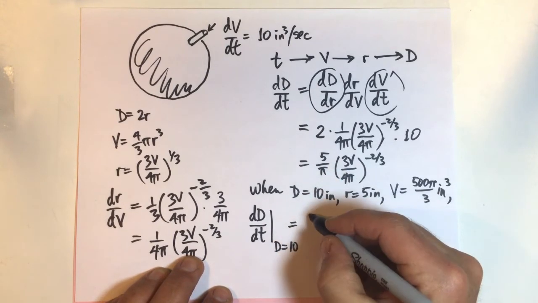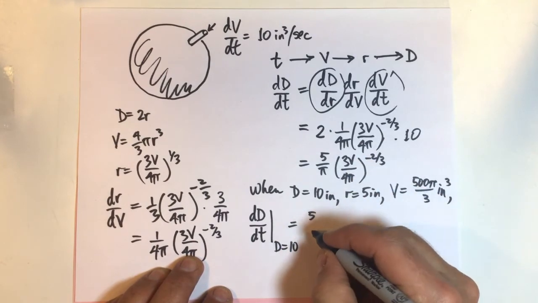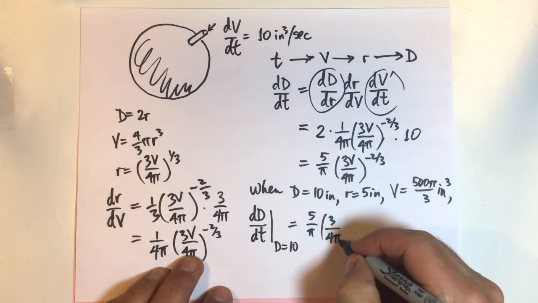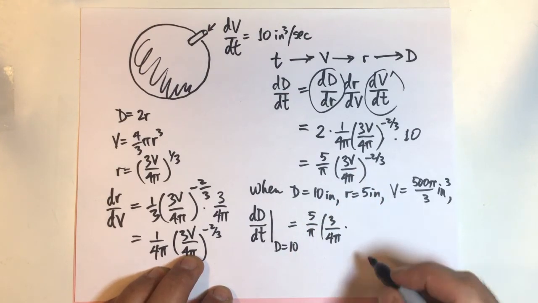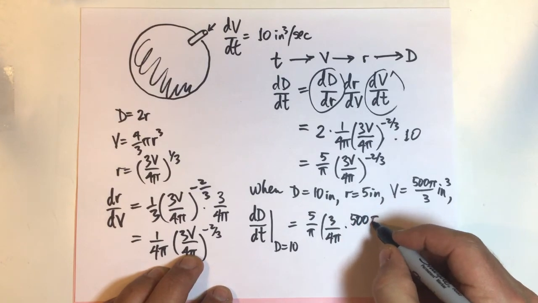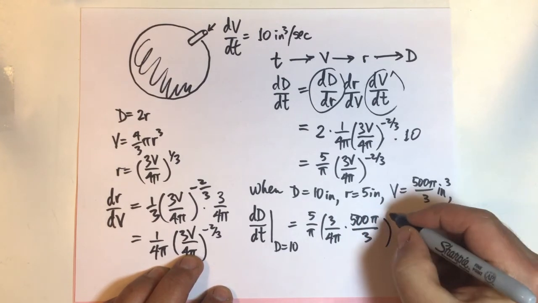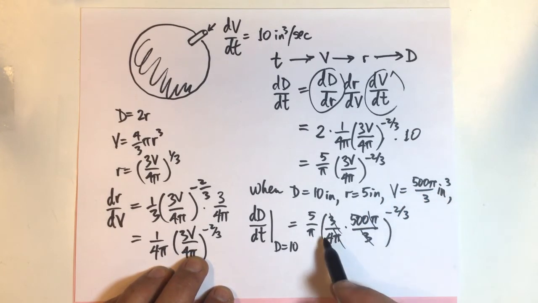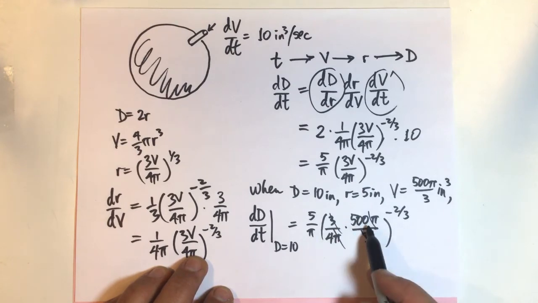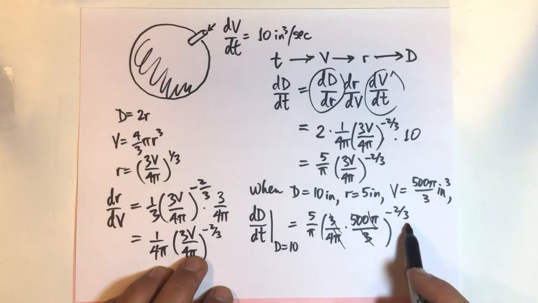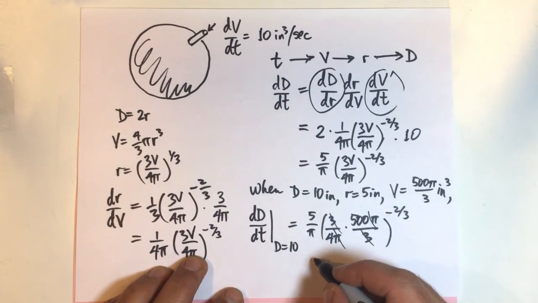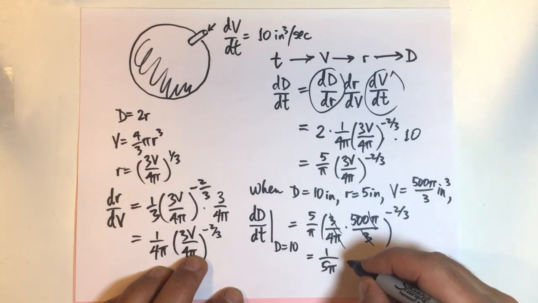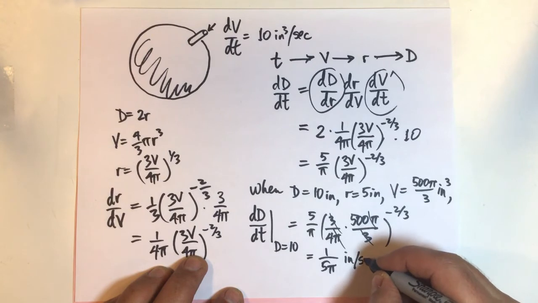Now here's where it gets a little ugly. This minus 2/3 power, 3 over 4 pi times, we just worked out what V is. Substitute that into the minus 2/3. Immediately stuff starts to cancel and simplify. This goes into here 125 times. Cube root of 125 is 5, and then 5 squared in the denominator. So this whole thing comes out to be 1 over 5 pi. And that's inches per second.